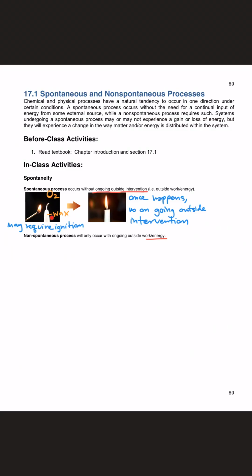Without ignition, the molecule of wax and molecule of oxygen will not react because they both will not have enough or sufficient energy to collide to overcome the activation barrier. So the ignition is required to give enough energy to the oxygen and the candle wax molecule to be able to collide and also overcome the activation barrier. And once that reaction happens, as you see, the candle will burn without any ongoing outside intervention. Therefore, this process is considered to be spontaneous process.